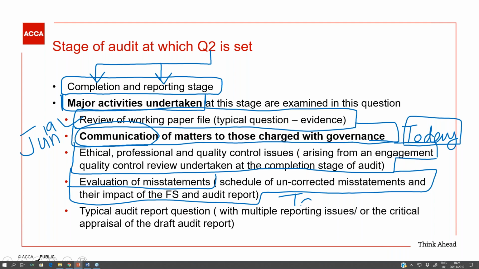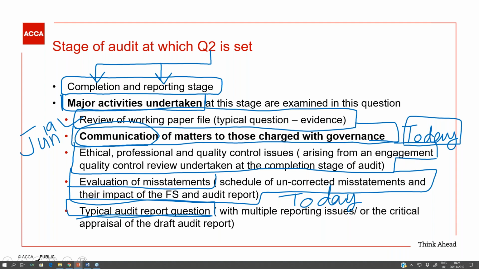And the communication with those charged with governance. And then the final reporting stage, a typical audit report question, because the question is also at the reporting stage. You must have seen the past papers are flooded with reporting questions. You see the past papers from June 15, December 15, 2016, 2017, 2018, and you'll find so many reporting questions, and I've covered reporting so many times in my previous webinars.